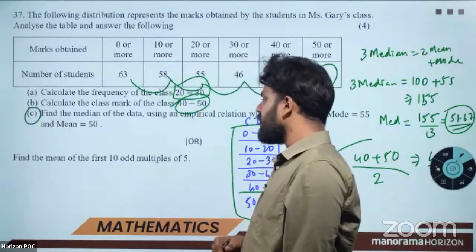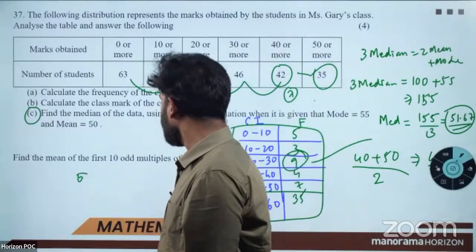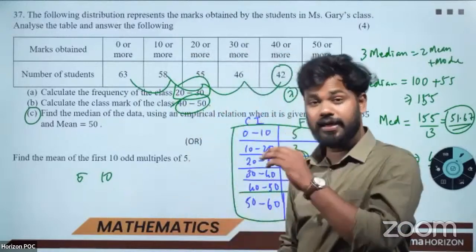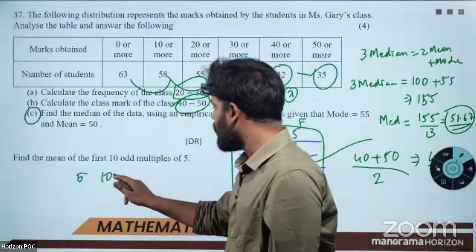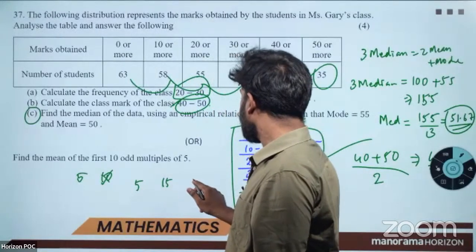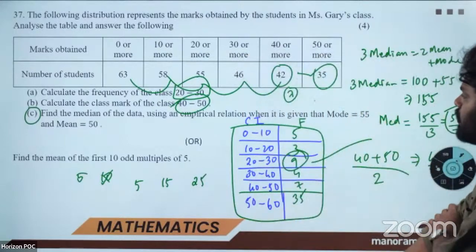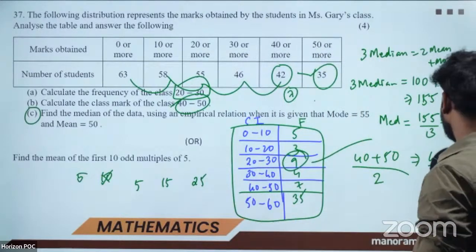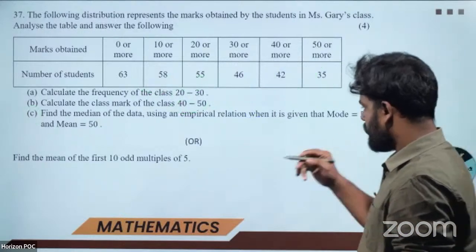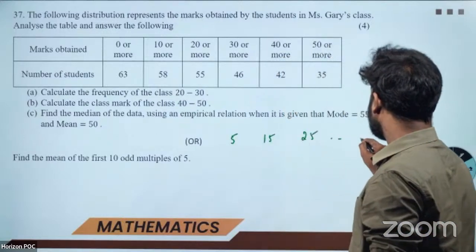Now they are also asking us to find the mean of the first 10 odd multiples of 5. So what is the first multiple? 5. That is the first odd multiple. Is 10 the second multiple? 10 is the second multiple, but is 10 the second odd multiple? No. So what should we write? 5, then the odd multiple is 15. Then you have 25, like that. So we have to find the mean of the first 10 odd multiples, right? So I'm just erasing everything.